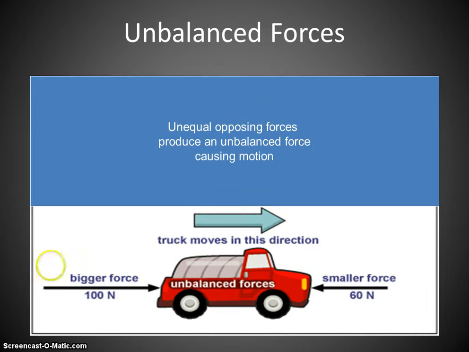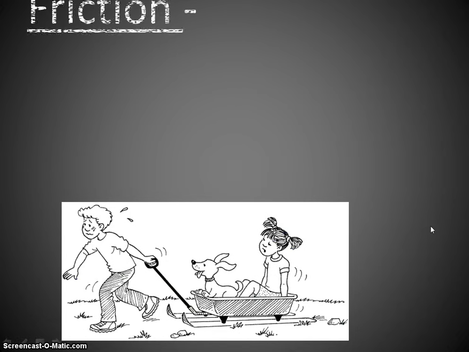And an unbalanced force, when you have the 100 newtons pushing it forward and only a smaller force of 60 newtons trying to hold it back, then the truck is obviously going to move in the direction of the bigger force, which is pushing it forward. So the truck moves forward. Very simple. Balanced and unbalanced forces.